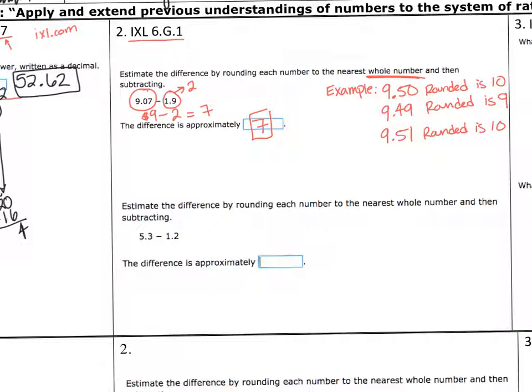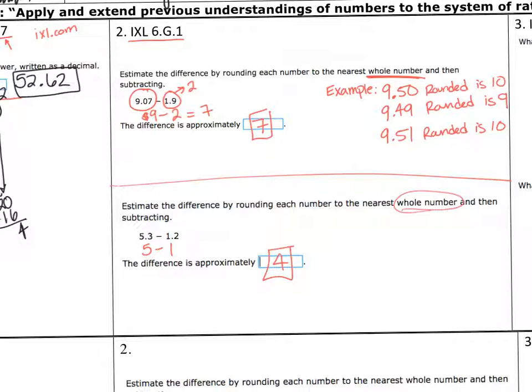And then let's see. We have another question here. I think most days you're only going to have one, but I attached a second one to Monday. It says estimate the difference by rounding each number to the nearest whole number again, and then subtract. Okay, so we have 5.3. That's 5. Minus 1.2. That's nowhere near 5, so that goes down to 1. 5 minus 1 is 4.